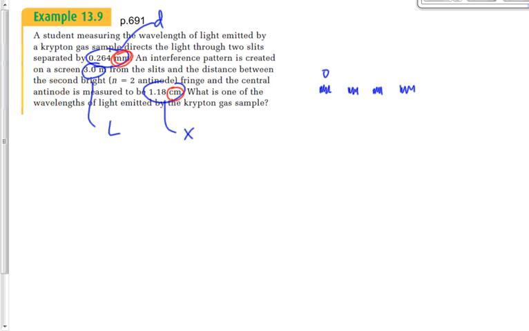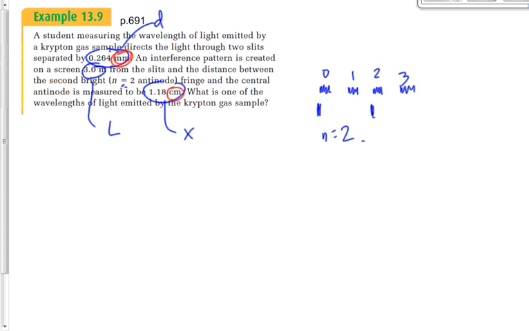Central maximum, first order bright spot, second order bright spot, third order bright spot. Okay, we're dealing with the central antinode and the second bright spot. 2 minus 0 is the same number they give us there, but for a slightly different reason. Okay, n is equal to 2. The difference between the maxima is 2 there.